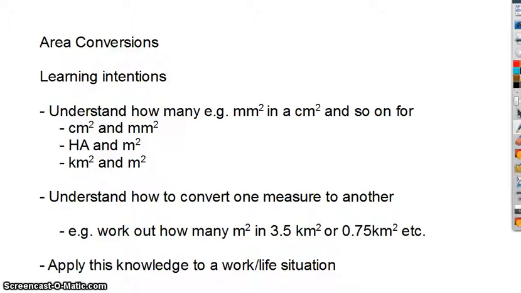Hi, this is a short video on area conversions. Learning intentions are understanding how many, for example, millimetre squared there are in a centimetre squared and so on for other units such as metres squared, hectares and kilometres squared. How to understand how to convert from one measure to another. So, for example, work out how many metres squared in 3.5 kilometres squared. And to apply this knowledge to a work-life situation.